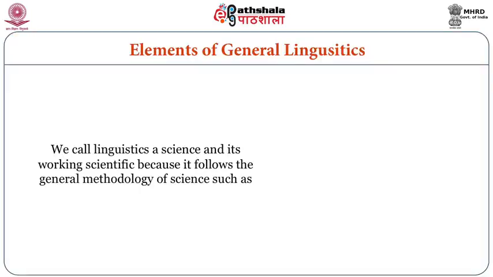Now, elements of general linguistics. When we talk about this, we say that linguistics deals with language and its scientific way of how it can be adopted. We call linguistics a science. Why is it a science? Because its working is scientific, because it has all the components that science has. So when we deal with language in a scientific way, it automatically becomes scientific.